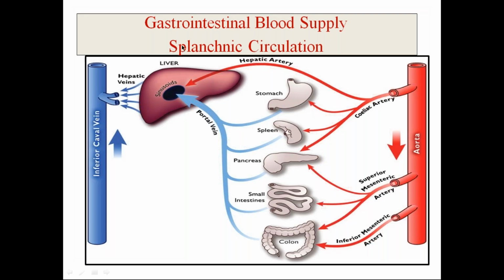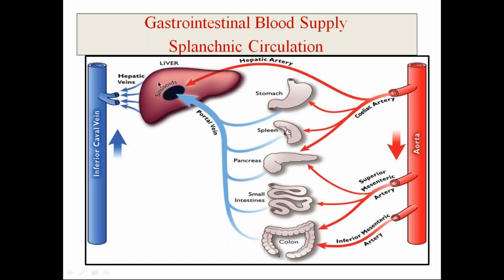The last thing in the structure and function of the GIT is your GI blood supply. Again, you must have had a whole lecture on splanchnic circulation. Here you can see the abdominal aorta, with the various organs of the GIT supplied by branches in the form of the celiac artery, and the superior and inferior mesenteric arteries. What is peculiar about the GI blood supply is that it does not directly reach the heart, but flows from these organs into the portal vein.